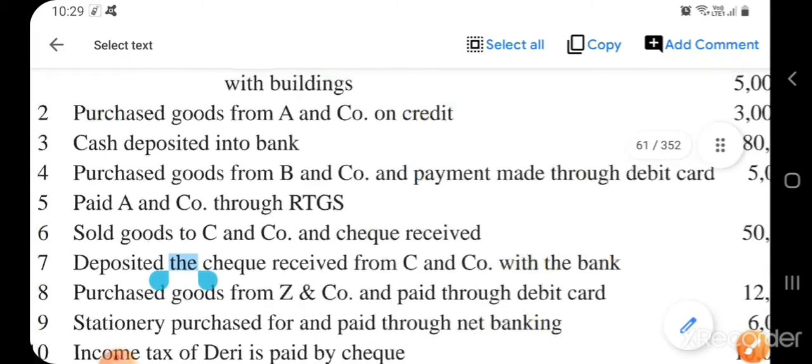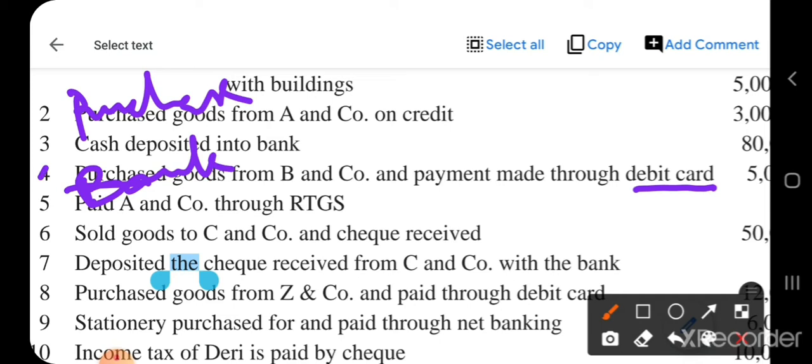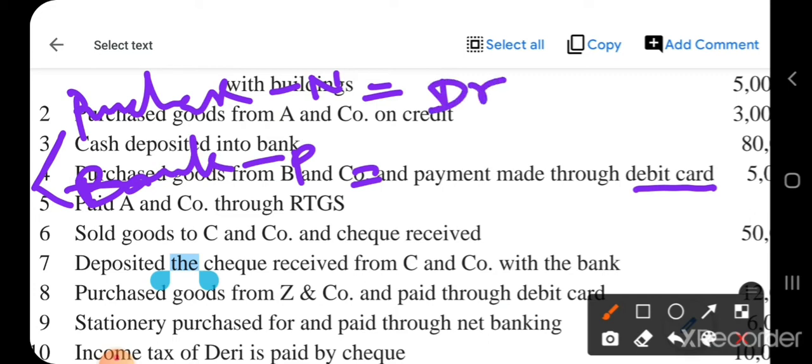purchase goods from B&N Company and payment made through debit card. Okay, so what are the two accounts involved? Purchase account and debit card, which is treated as a bank transaction. So purchase and bank are the two accounts. Purchase is a nominal account, bank is a personal account. Now apply the rule for nominal account and personal account. Nominal account, the rule is debit all expenses and losses, credit all incomes and gains. Now purchase is an expense, so you debit.